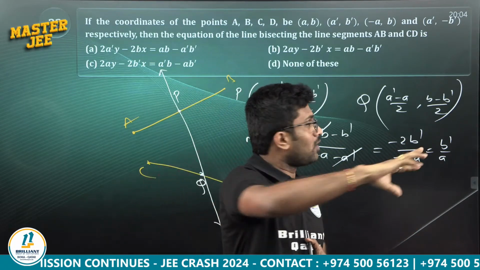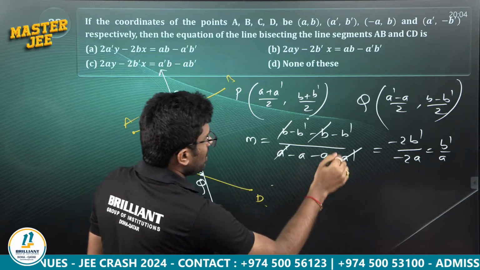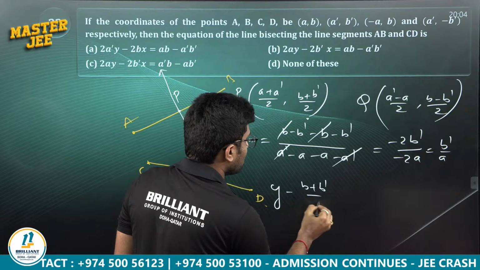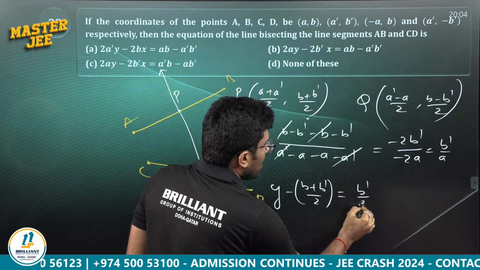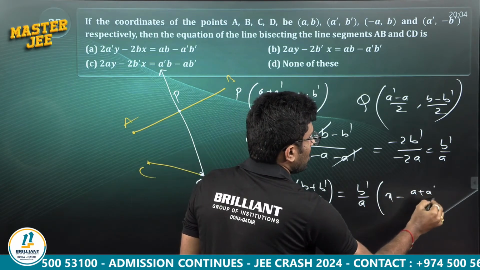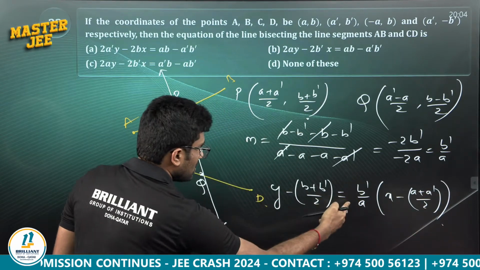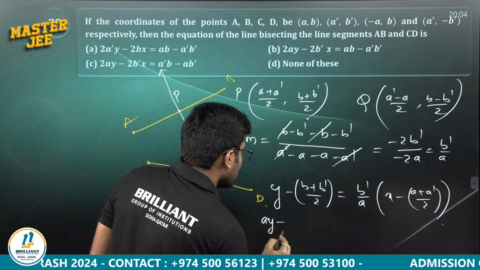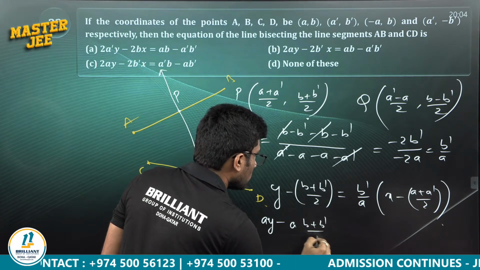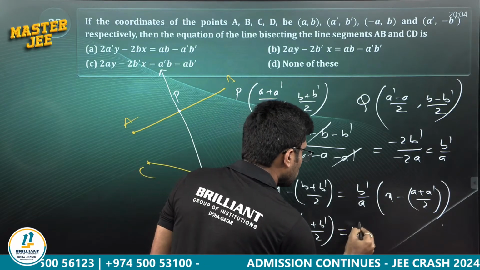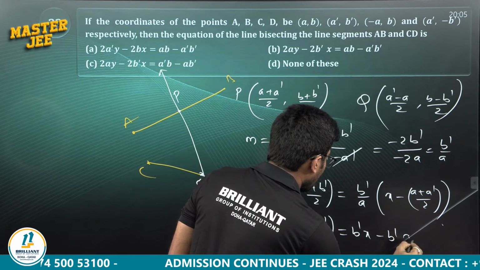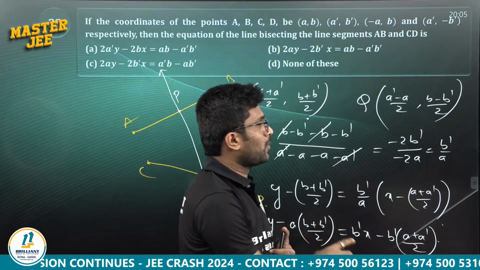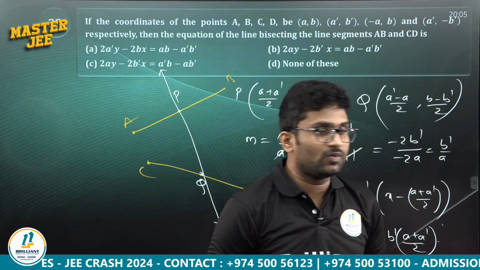So you got the slope. Now take one of the two points, that means y minus y1. If you take this, y minus (B plus B dash) divided by 2 is equal to M of x minus (A plus A dash) divided by 2. That's it guys. So A into y minus A of (B plus B dash) by 2 will be equal to B dash into x minus B dash of (A plus A dash) by 2. If you simplify this in a proper way, then you will be getting the required thing. Can anyone tell me the option?